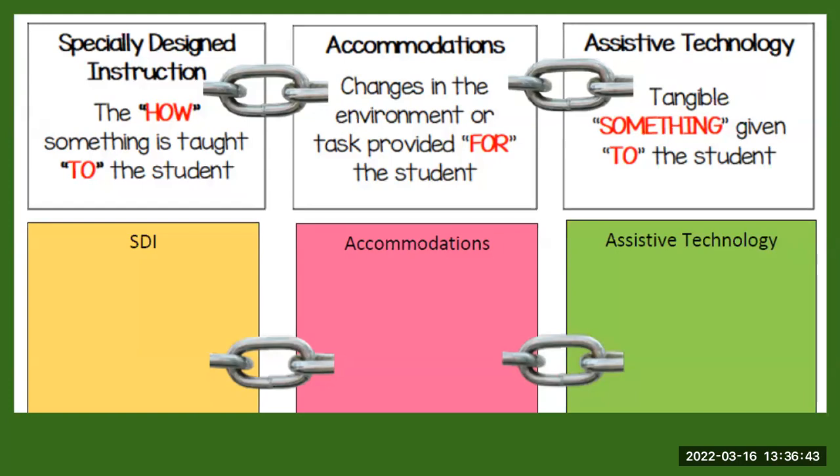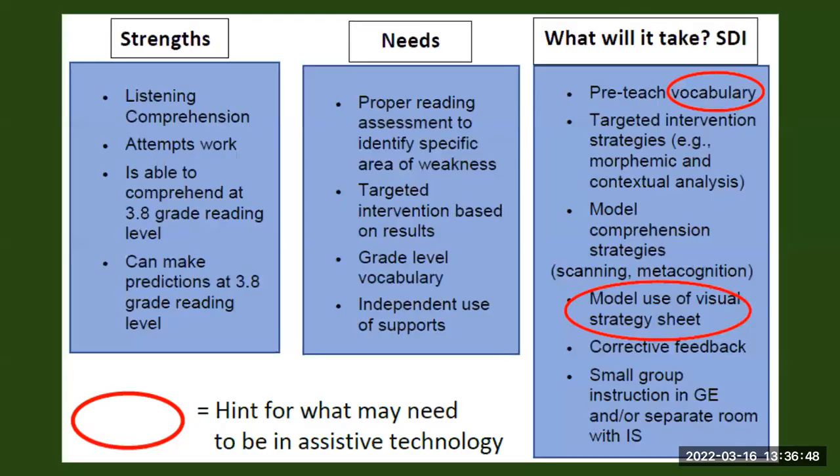Once the teachers have gone through this and they've captured all of their thoughts, then we have this that just can, again, be an example. This is not an exhaustive list, and they may have come up with lots of different items, but this is just, again, to sort of talk through it together. So some of the strengths that we identified were he had good listening comprehension, he wholeheartedly attempted his work, he was able to comprehend at a 3.8 grade reading level, and he could also make predictions at that same level.